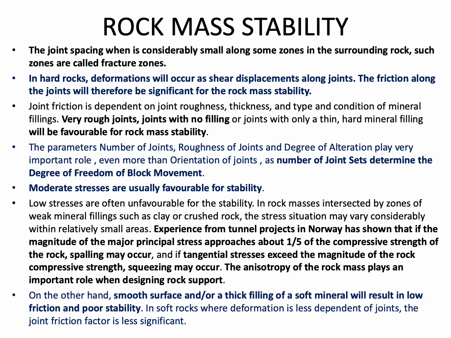Experience from tunnel projects in Norway has shown that if the magnitude of the major principal stress approaches about one-fifth of the compressive strength of the rock, then spalling may occur. And if tangential stresses exceed the magnitude of rock compressive strength, then squeezing may occur. The anisotropy of the rock mass plays an important role when designing the rock support.